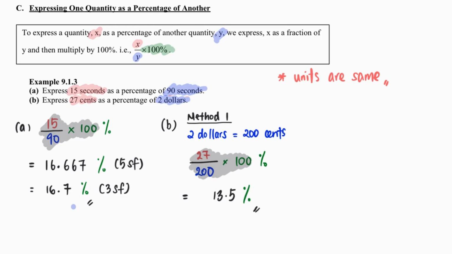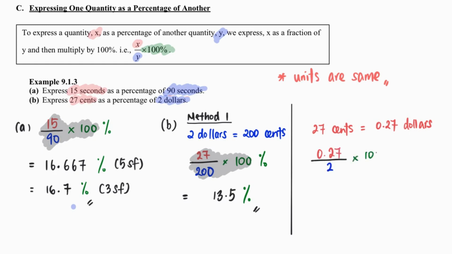As for method 2, instead of converting the $2 into cents, I'm going to convert the 27 cents into $0.27, and therefore 0.27 over 2 times 100% will give me back the same answer, 13.5%. With that, we have come to the end of this problem. Let's move on to the next question.